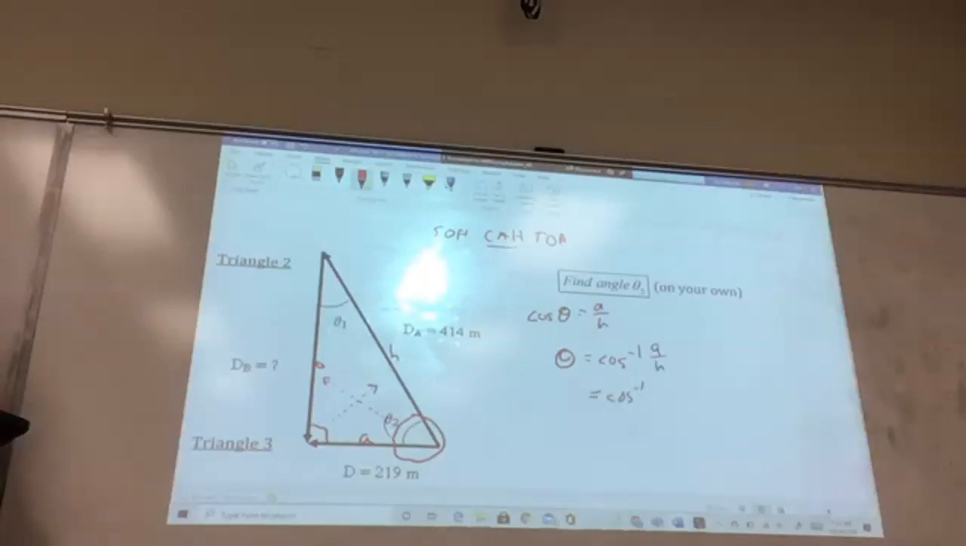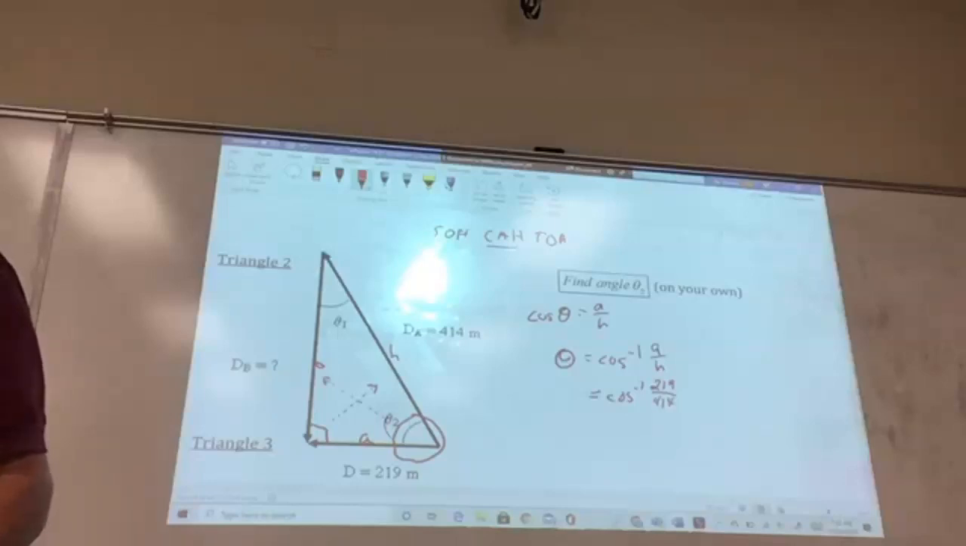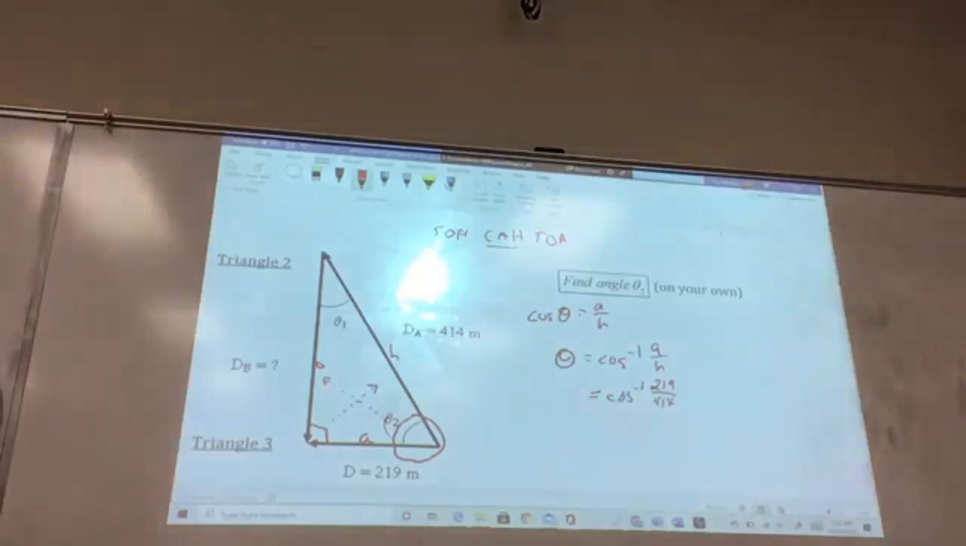219 over 414. And I'll go ahead and calculate that too. Inverse cosine of 219 divided by 414, and I get 58.1 degrees.